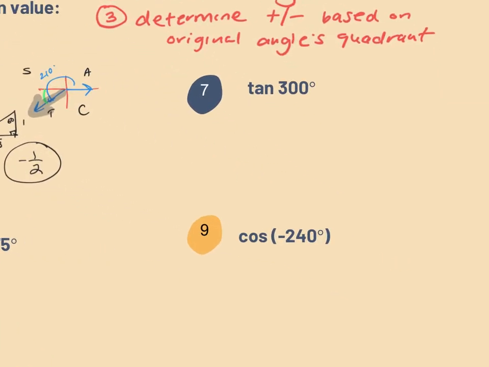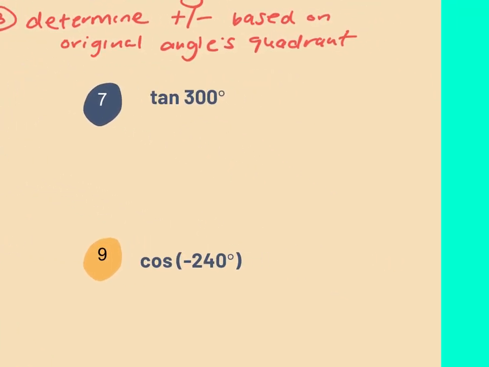All right, so 7. Tangent of 300. Where does 300 lie? Fourth quadrant. So I'm going to do 360 minus 300, 60 degrees. Now I have a 30, 60, 90 triangle, but I want the angle that I use to be the 60. Opposite 30 is still 1. Opposite 60 is still root 3. Opposite 90 is still 2.